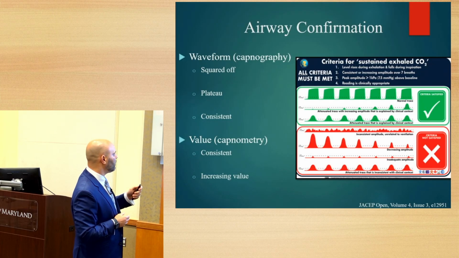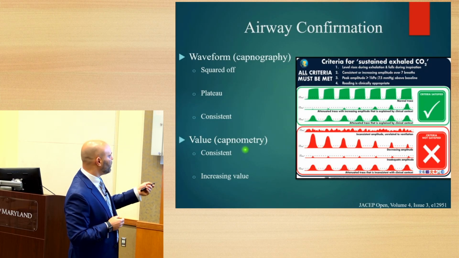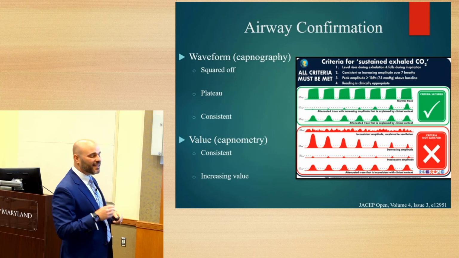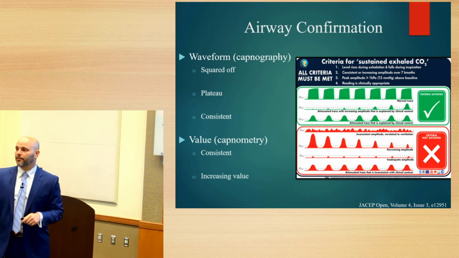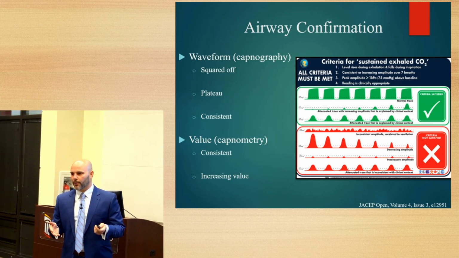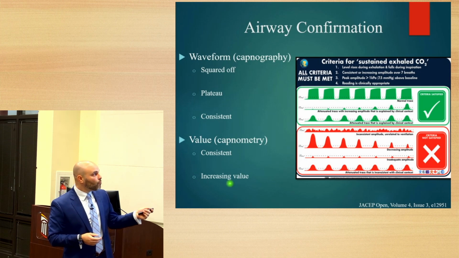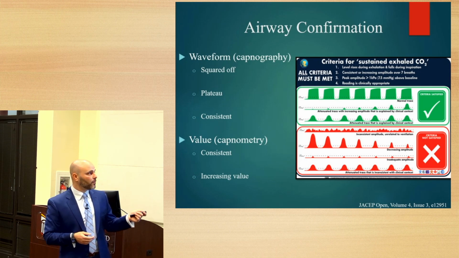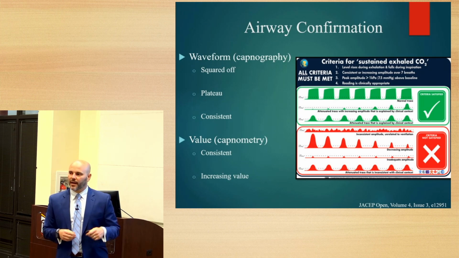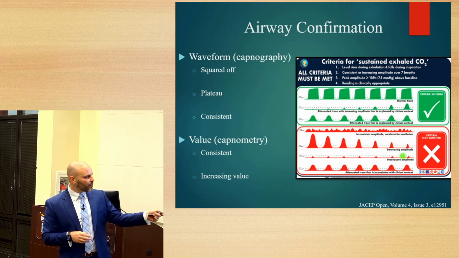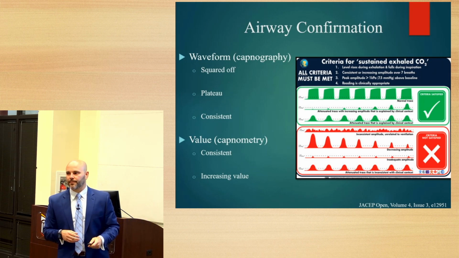So what you want to do is not only look at the number, you want it to be consistent, you want it to be an increasing value and a normal value around 35 or 40. And also, more importantly, the waveform. So you want the waveform to be nice and squared, you want it to be consistent, and you want to have a nice plateau square form. The bottom area shows what can happen in an esophageal intubation where it might start off okay and then it's a little bit rounded, narrowed, and then will decrease over about 4 or 5 breaths.